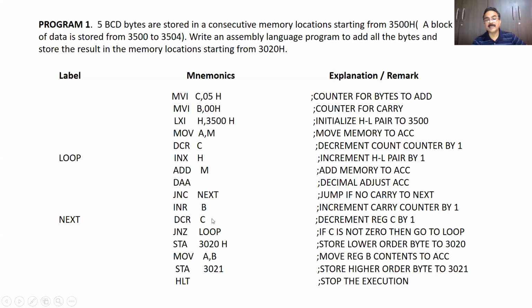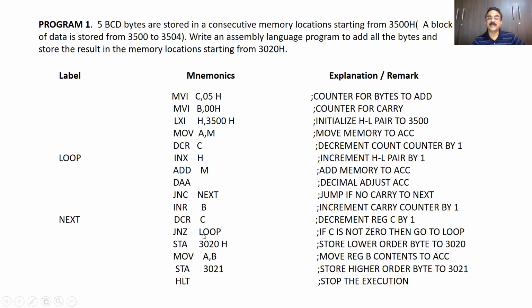Why? Because in any case, whether there is a carry or no carry, we'll have to decrement this byte counter by 1. And how long are we going to decrement it by 1? Till this C is non-zero. So if it is not 0, then we'll have to go to the next byte. And for that, JNZ loop. Loop is what? INX H, because the next byte is to be added. So INX H, and then again add that byte to the accumulator. And this loop will be repeated for a given number of times, in this case, 5 times. Once this C becomes 0, your result is ready.